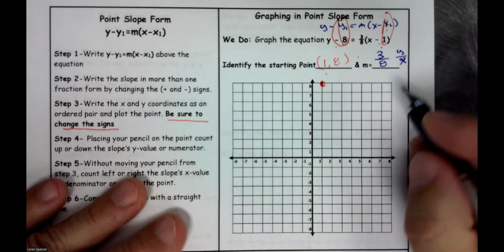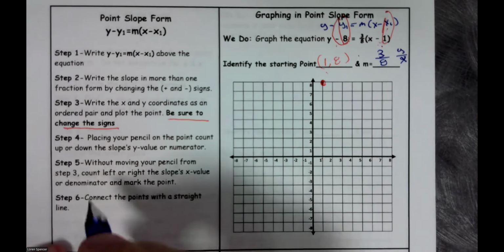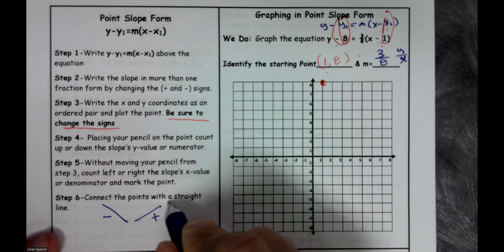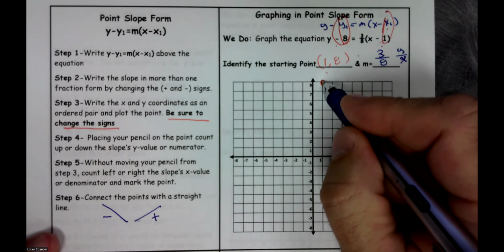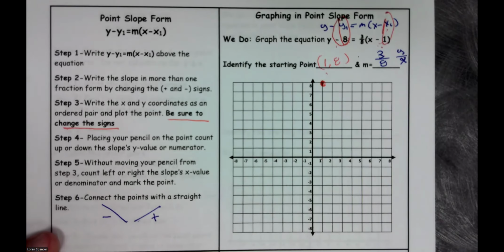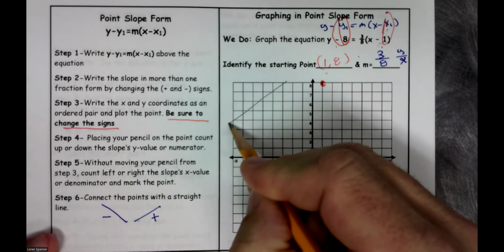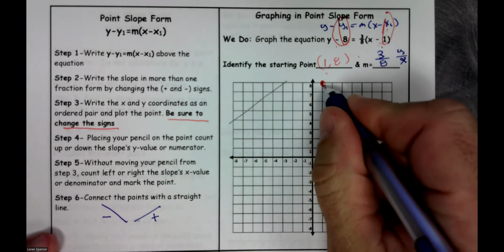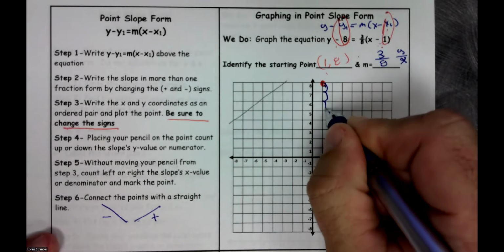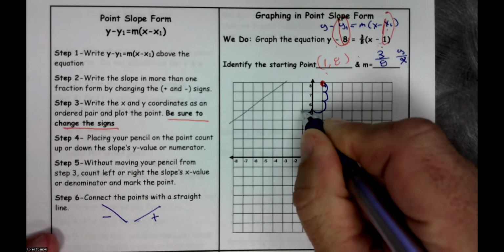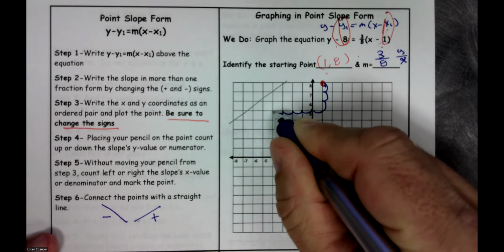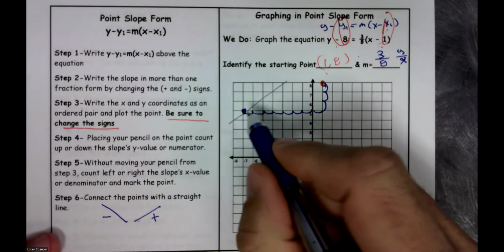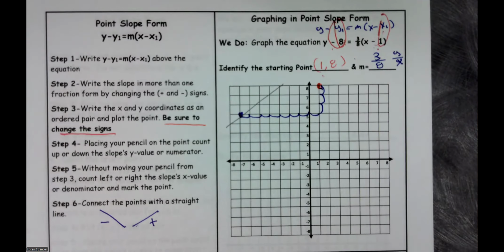My slope is 3/8, which means I need to consider the angry man. It's a positive slope. So I need to be going up. Well, I can't go up because I'll be off the graph, but I need it to look with some sort of angle that looks something like this. So in this case, I'm going to go down 3, 1, 2, 3, and over 1, 2, 3, 4, 5, 6, 7, 8, and connect those dots and we're good to go.